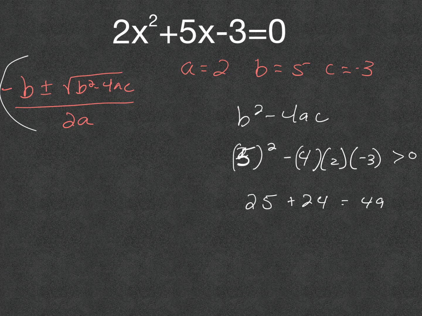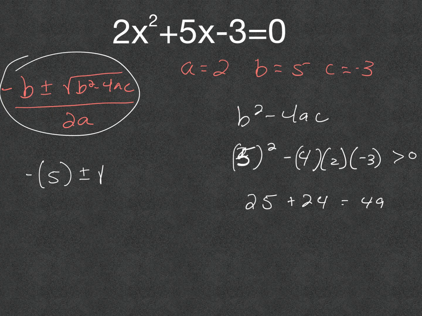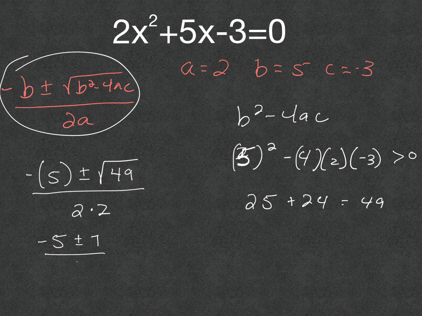So let's use the whole quadratic formula. We're going to put the 5 in, the b in, negative 5 plus or minus the square root. We already did the discriminant, 49, divided by 2 times 2. Ooh, so we get negative 5 plus or minus 7 divided by 4. Okay, well, negative 5 plus 7 is 2, divided by 4. That's going to give me 1 over 2. Negative 5 minus 7 is going to be negative 12, divided by 4 is negative 3. And so we get these two solutions.